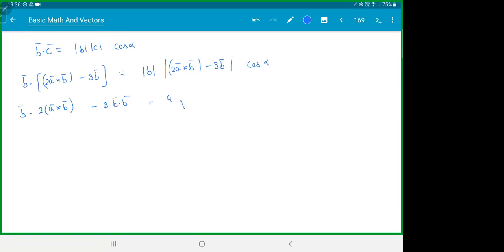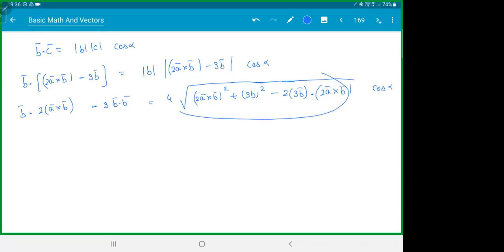And the magnitude of this thing will be how much? 2A cross B whole square plus 3B whole square minus 2 into 3B bar into the dot product with 2A cross B, into cos alpha. Are you getting what I did here? Parallelogram law of vectors. Mod of A plus B is root of A square plus B square plus 2AB cos theta, which is actually nothing but A dot B. I hope that was clear.